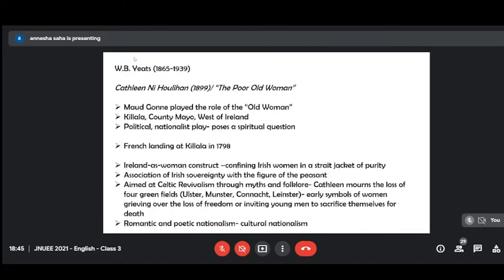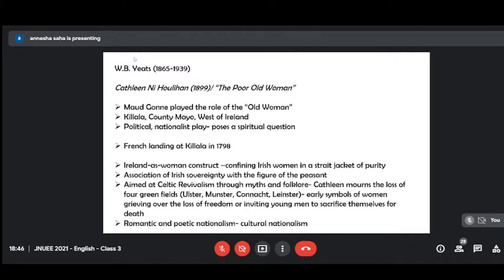And in this play, the basic theme is that it arouses a very nationalist, very political sentiment. This is a very political play, although the setting is very rural. Killala, County Mayo, is a very rural, West Ireland sort of setting, but the play in fact poses a very spiritual question of nationalism. So nationalism, spirituality, and politics are very intricately worked through within this play.